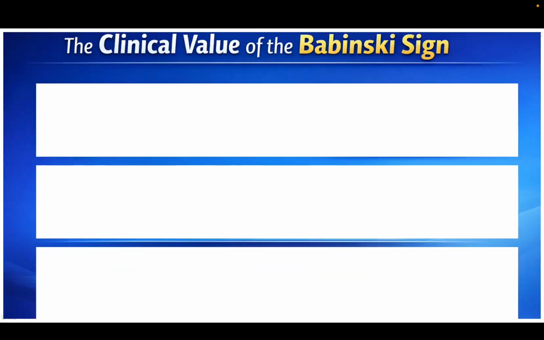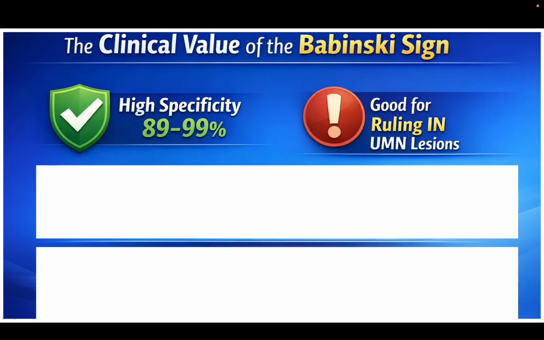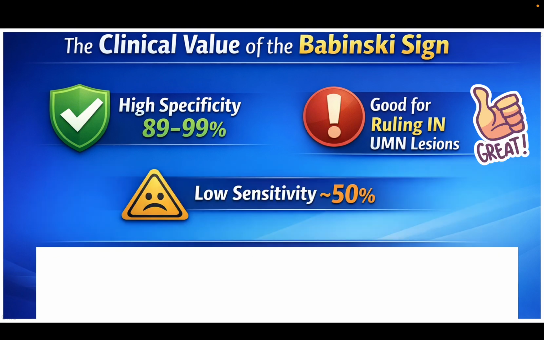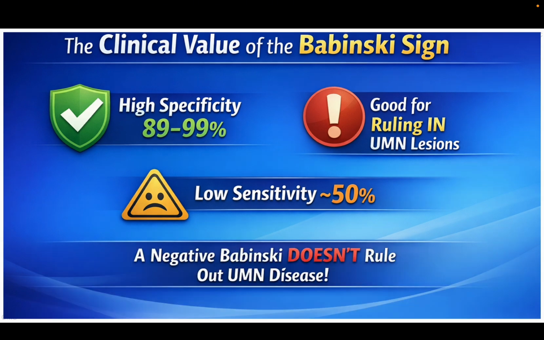The last point to make before we demonstrate the Babinski sign is a note on its clinical value. Babinski sign has a very high specificity, ranging from 88 to 99%. This makes it extremely useful in ruling in upper motor neuron lesions when the sign is positive. However, it has a low to moderate sensitivity of around 50%. In other words, a negative Babinski sign does not rule out upper motor neuron pathology.